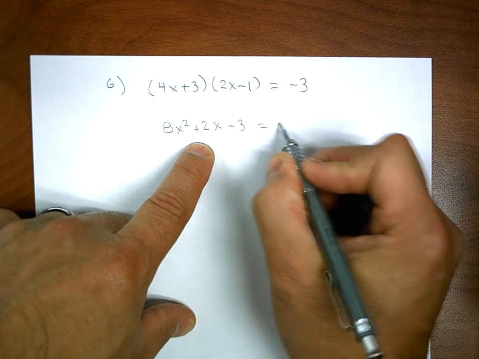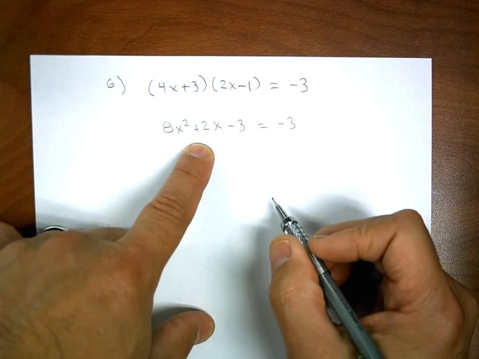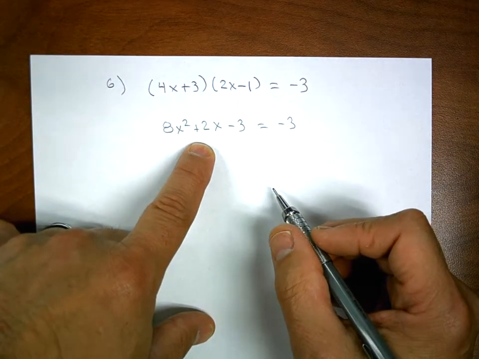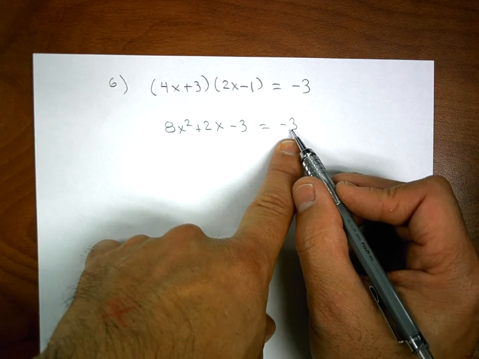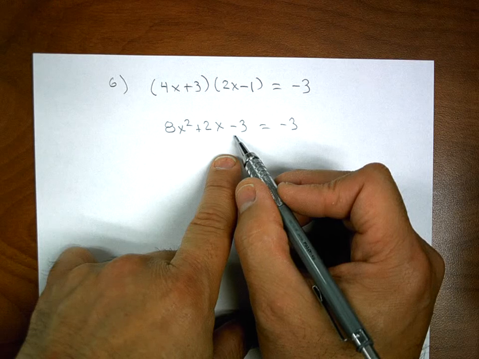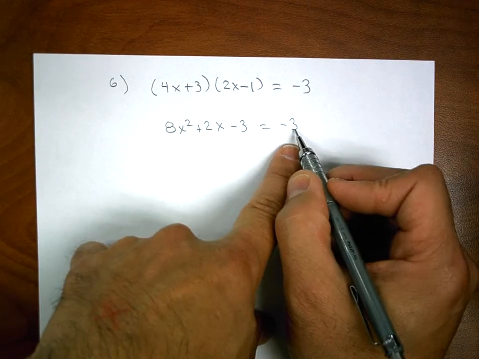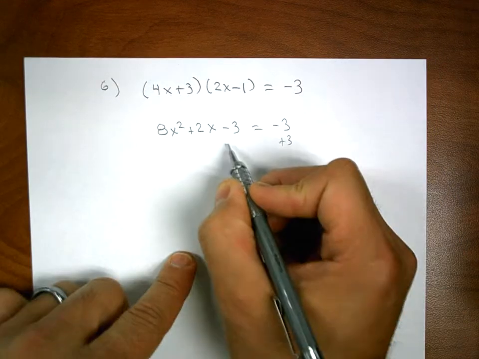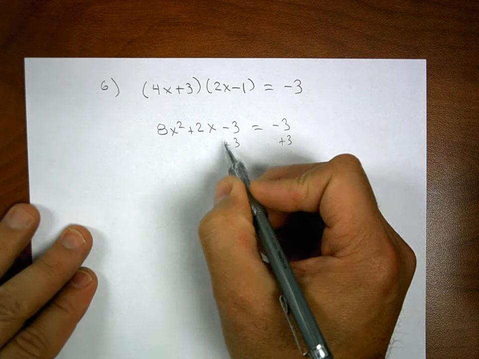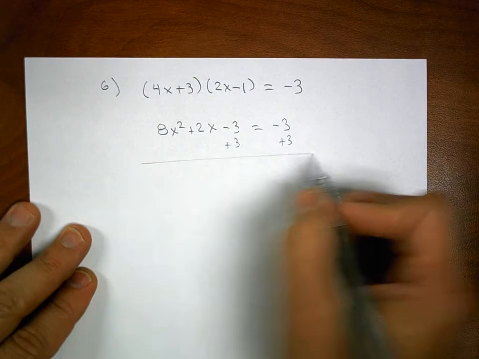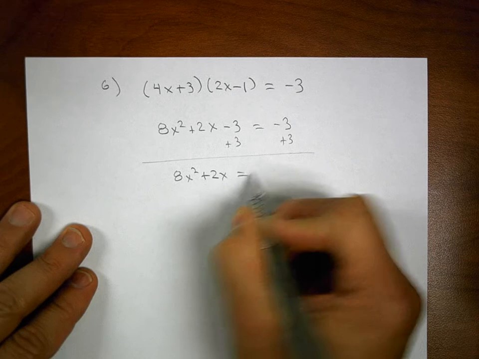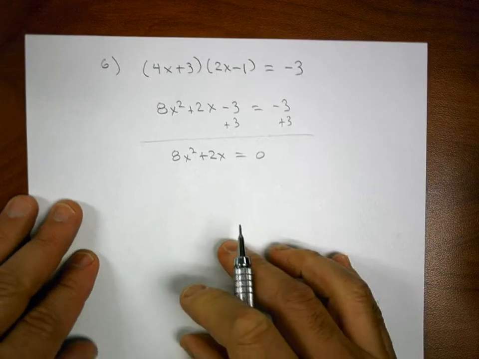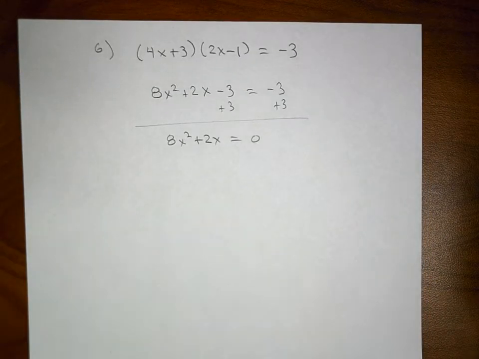equals negative 3. Well, it's kind of nice. We want this equal to 0, so I'm going to add 3 to both sides. I'm not adding 3 to move that. I actually want it to be 0, so I'm going to add 3 there and add 3 there. Incidentally, that's gone as well, which is great. So we have 8x squared plus 2x equals 0. There we go. We're going to solve by factoring.